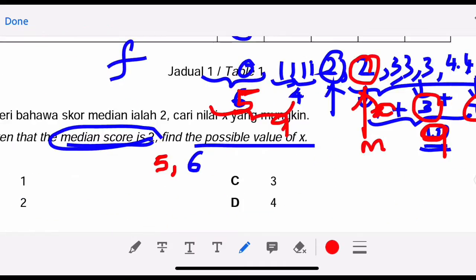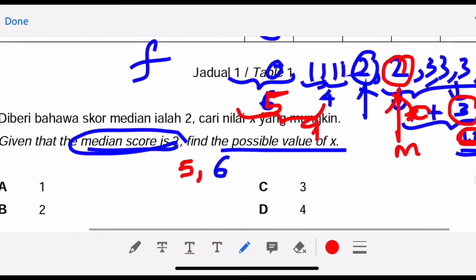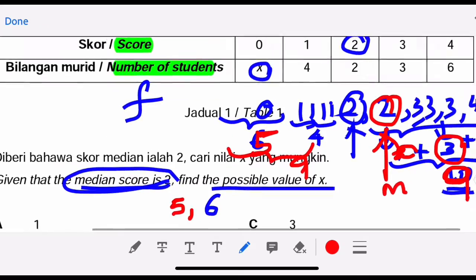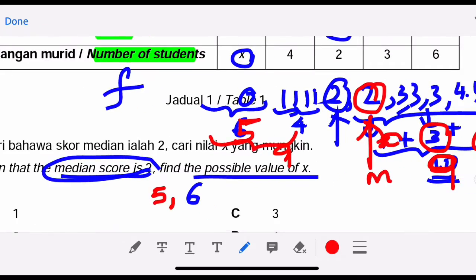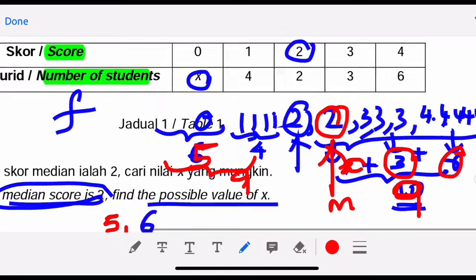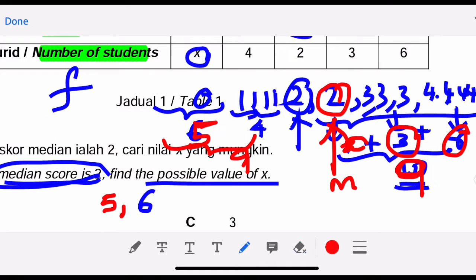Understand? You try to list out, and then you try to find the answer. So we have 5, we have 6. We can also have another. We don't have the answer 5 and 6. How about 4? If we have 4 here, let's try out.